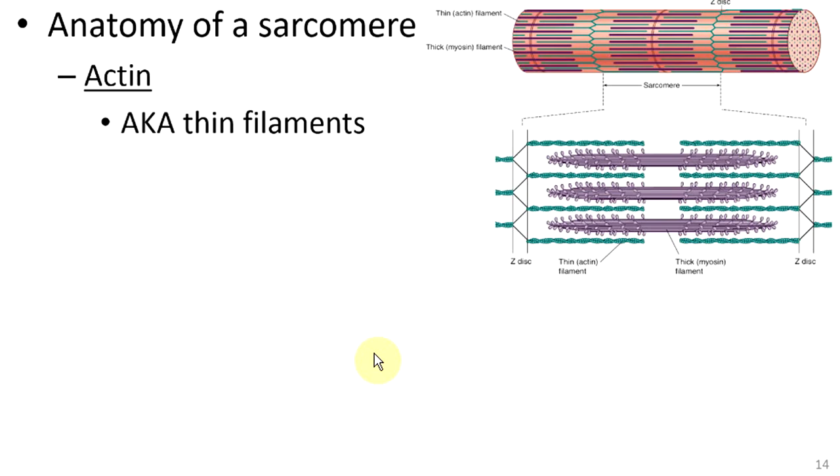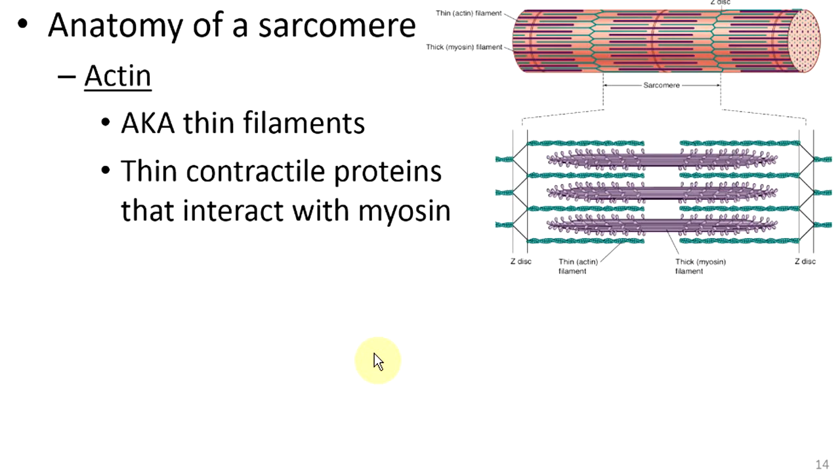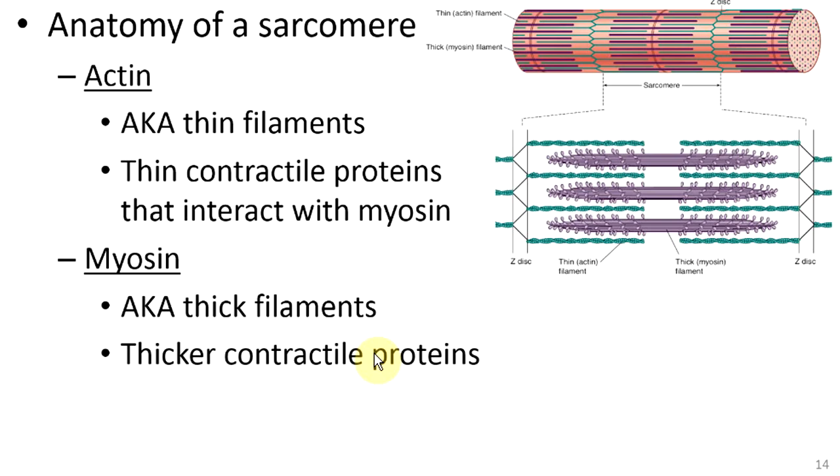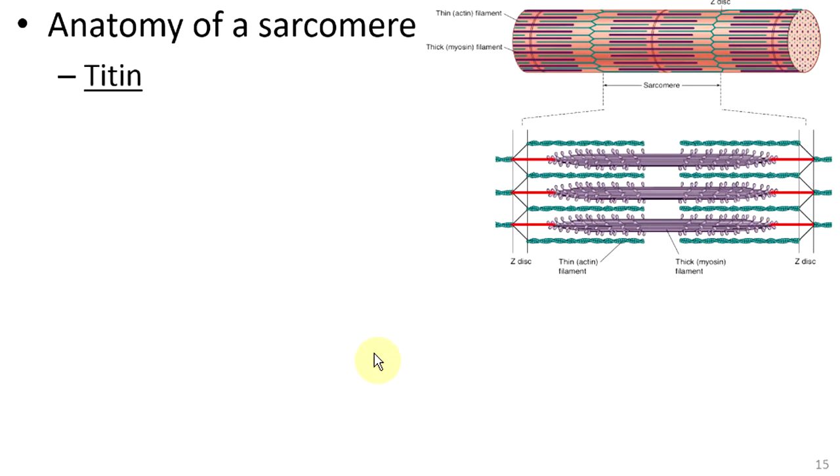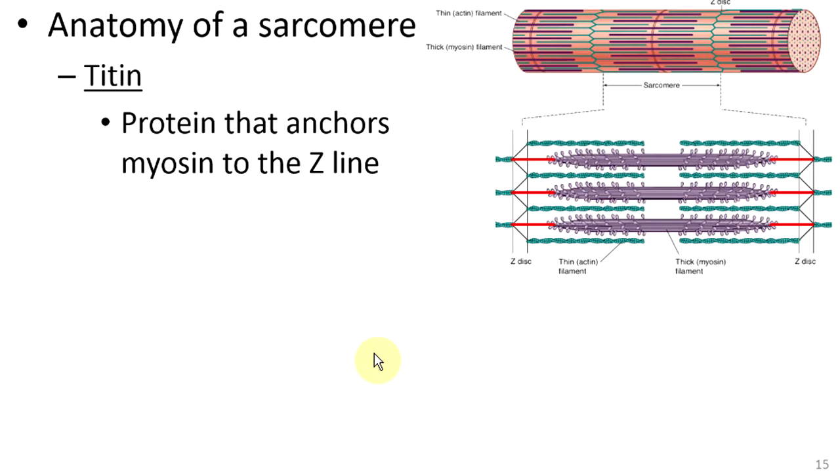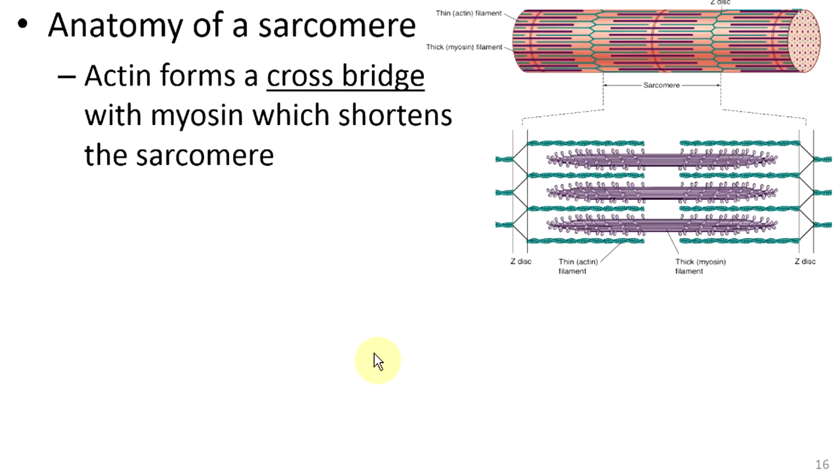Okay, so let's start talking about actin first. These are also known as thin filaments for obvious reasons, and they interact with the myosin, which is the purplish colored ones there. Myosin are called thick filaments because they're obviously the thicker ones. Now, this picture isn't in your book, so I added these red lines here to show you what titin is, and titin is T-I-T-I-N, not T-I-T-A-N like the Greek gods. It's the protein that anchors the myosin to the Z-disc or Z-line. Actin forms what is called a cross bridge, and that's an official term, with the myosin. When they interact, they shorten with each other.